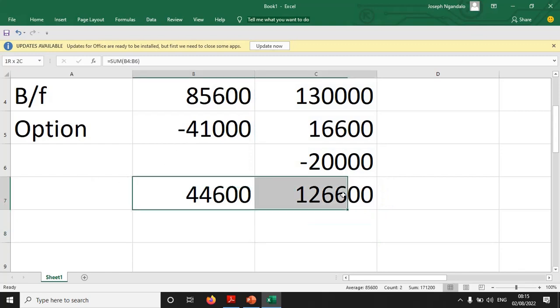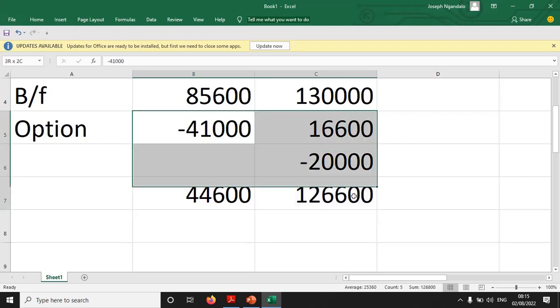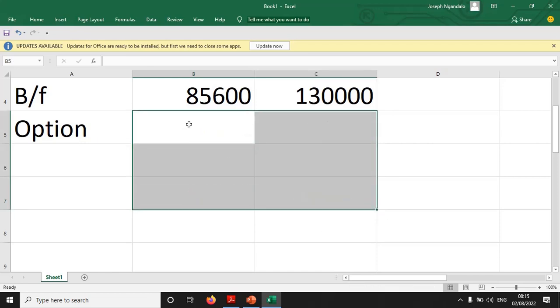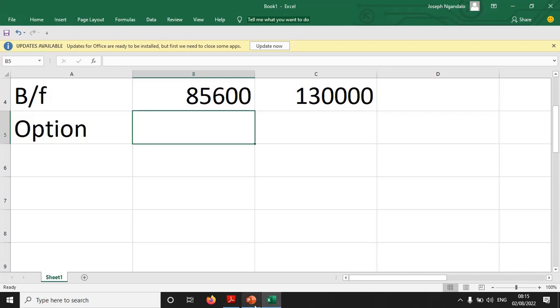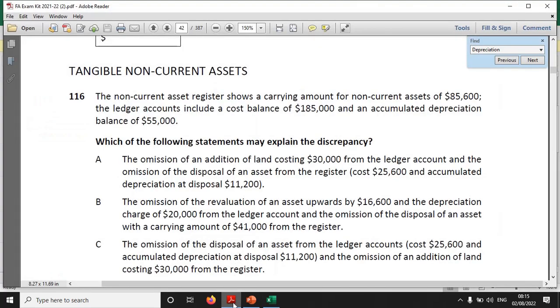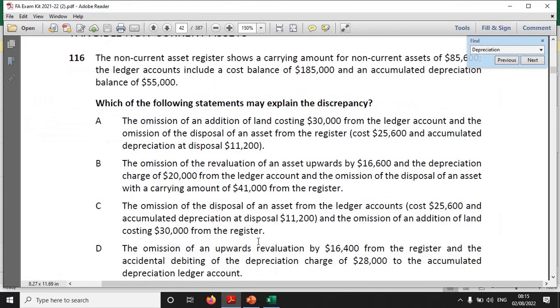You can see this number? 126. I think this is not the option that we're looking for. So we delete this. We come to C. Are you there? Under C?